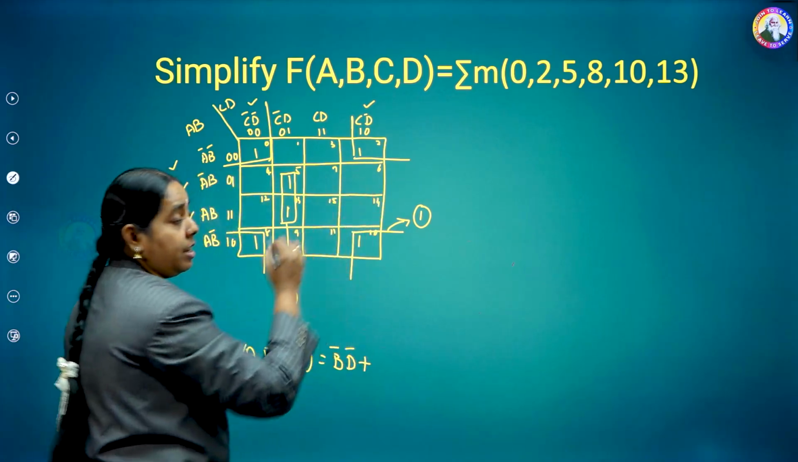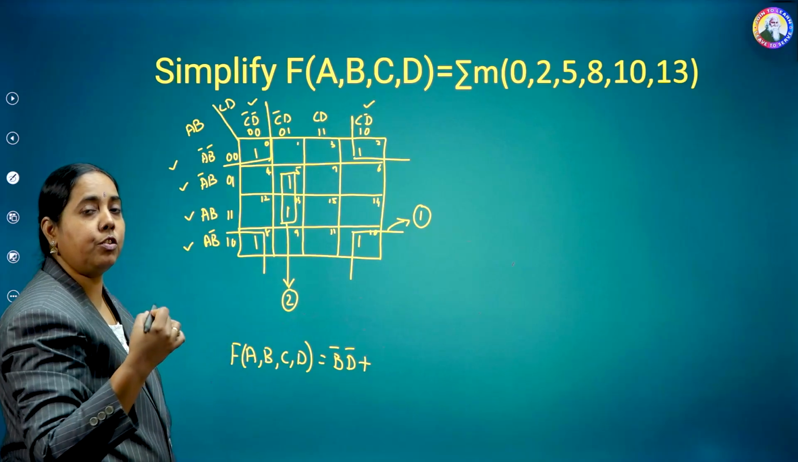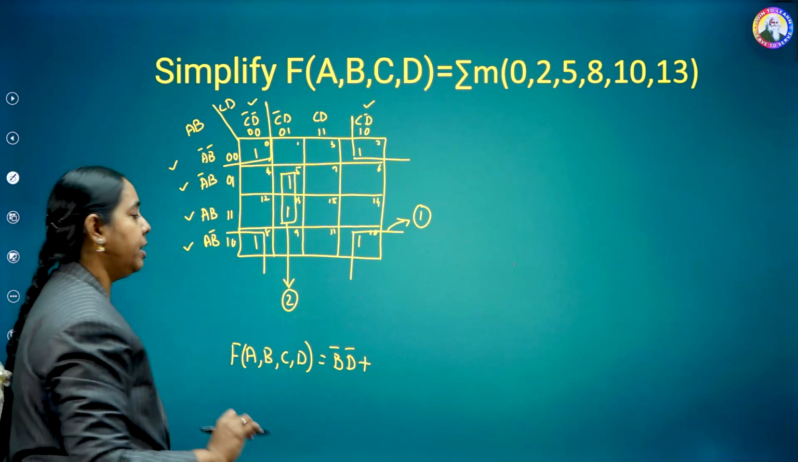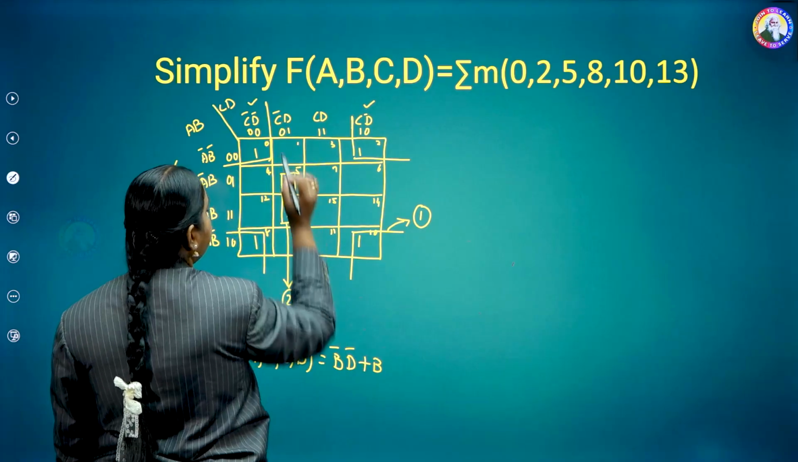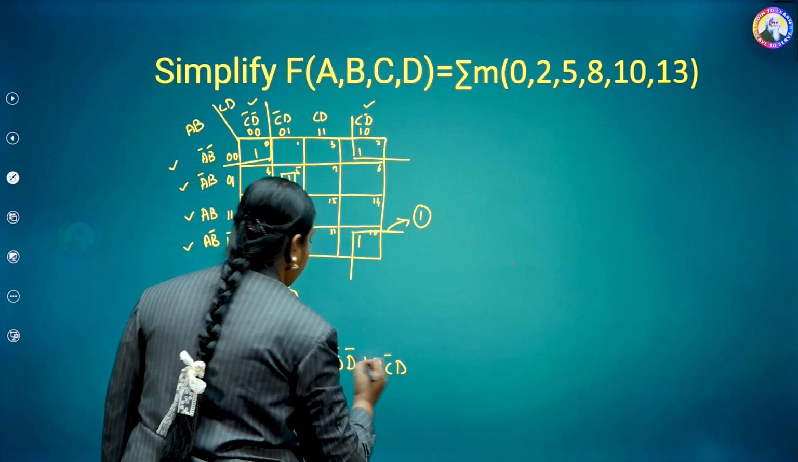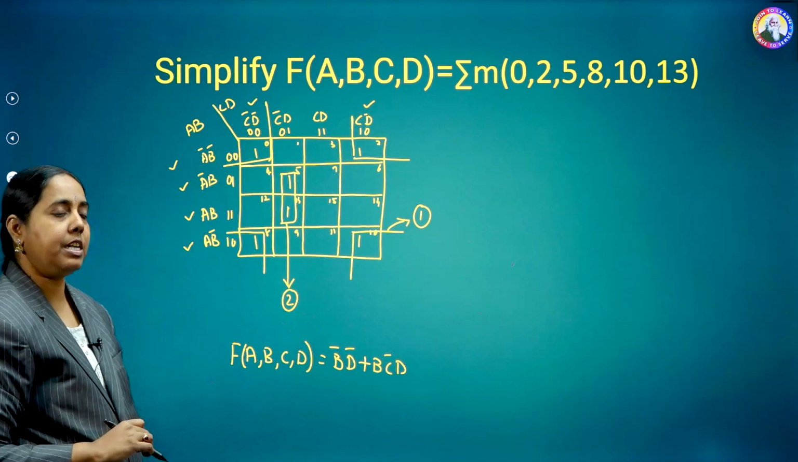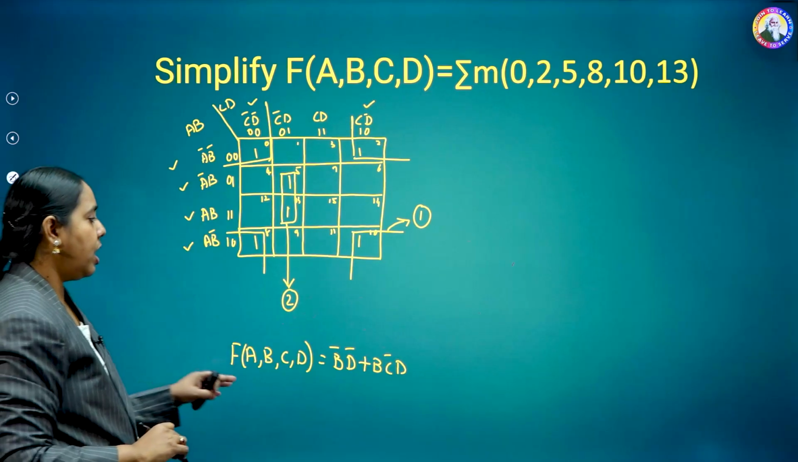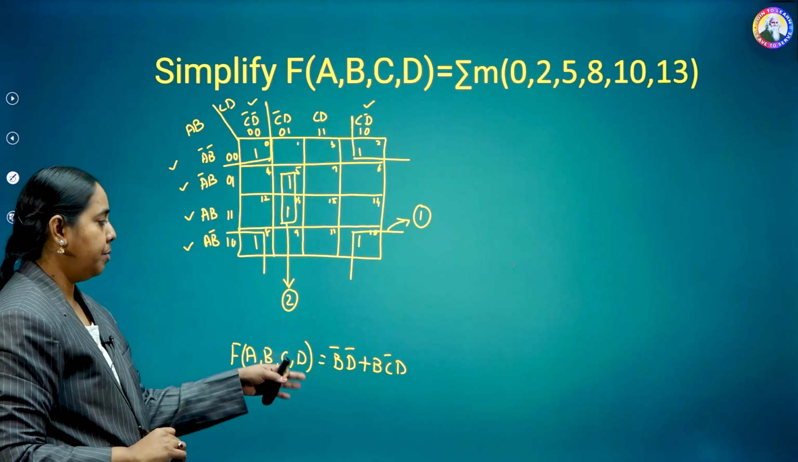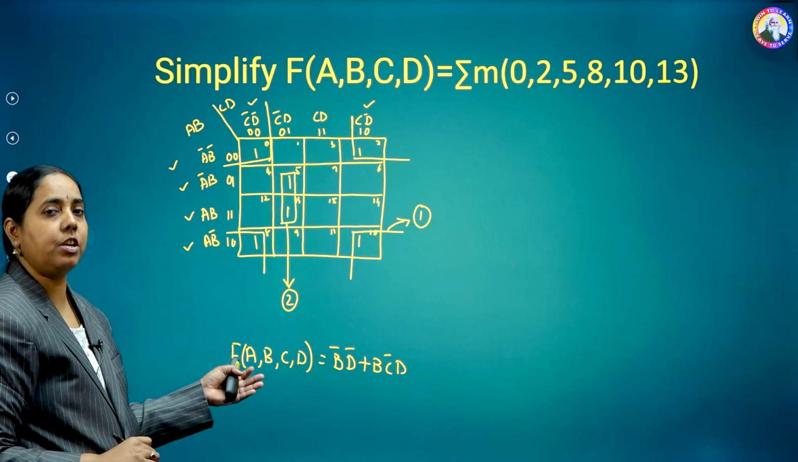As it is a sigma m, we should represent it in terms of sum of min terms. That's why plus b. What is the horizontal term? C bar d. So b bar d bar plus b c bar d is the representation for this simplified one. Again, I can also implement or design this using logic gates.